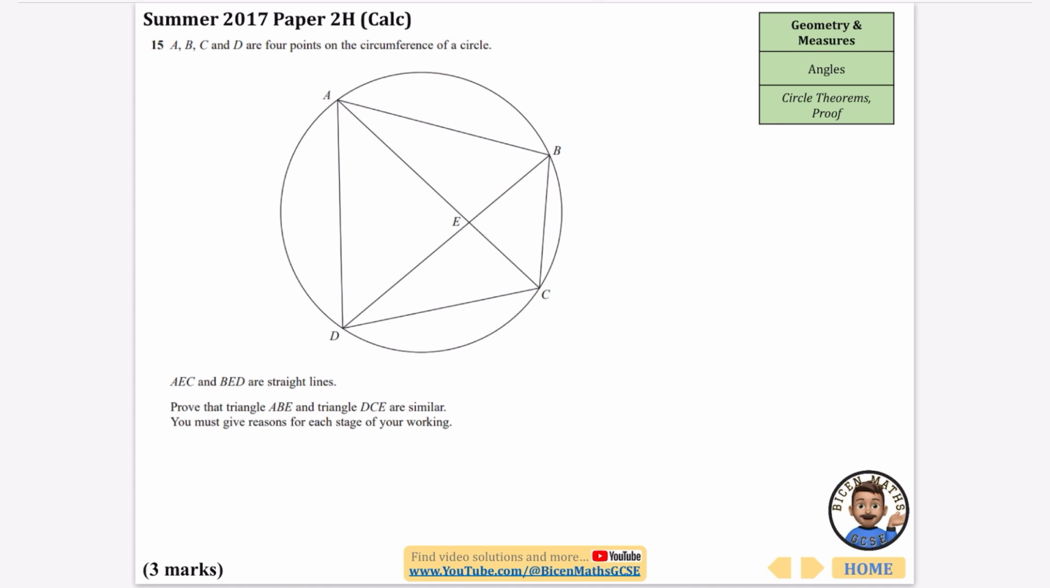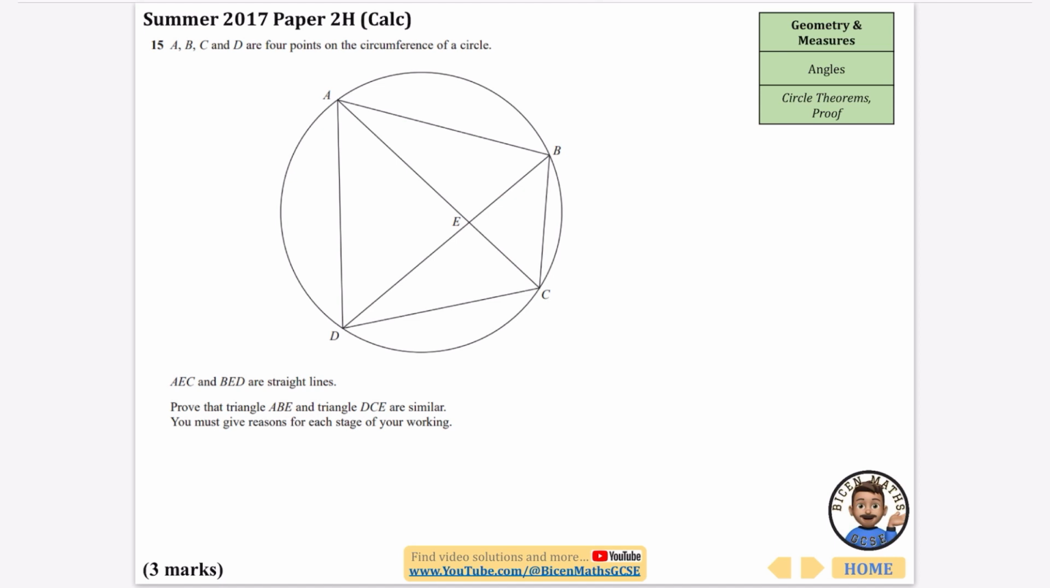Now we're moving on to some proof kind of questions, which do tend to be more challenging. It says ABCD are 4 points on the circumference of a circle. AEC and BED are straight lines. Great, we can see all of this. Prove that triangle ABE and triangle DCE are similar. You must give reasons for each stage of your working.